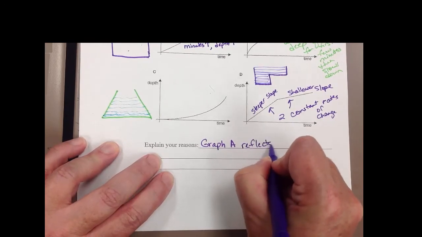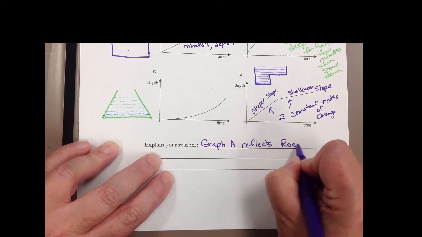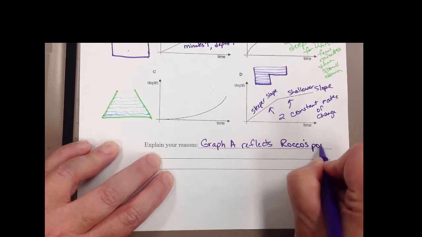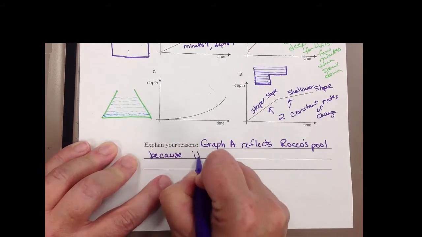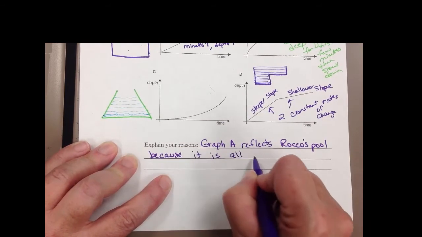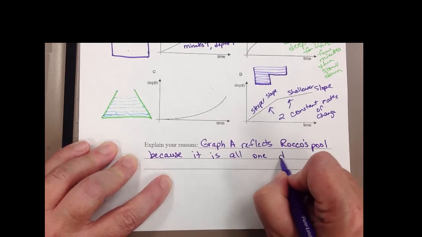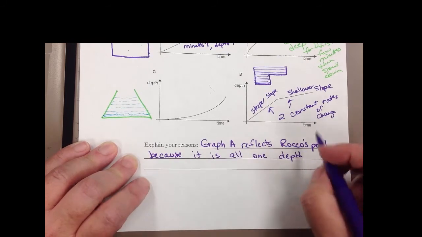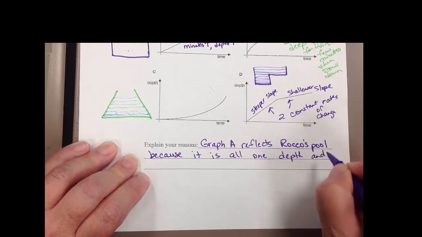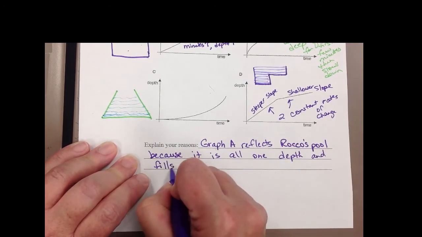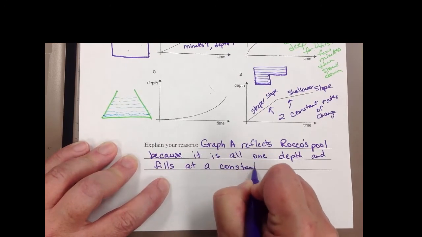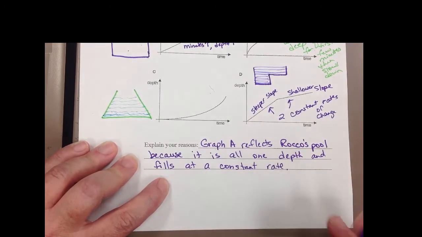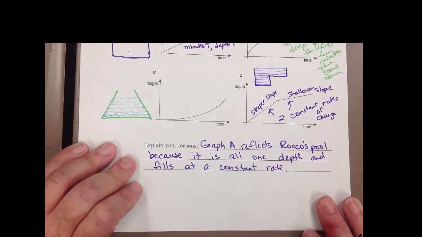So I'm going to come on down here to the bottom and say graph A reflects Rocco's pool because it is all one depth and fills at a constant rate. Okay, that'll take care of that problem.